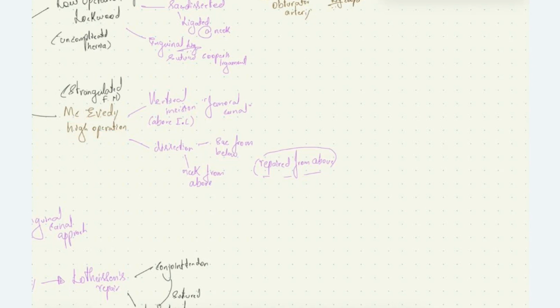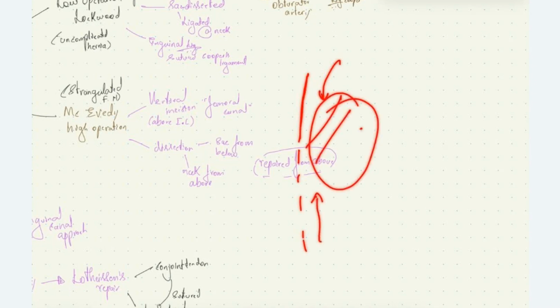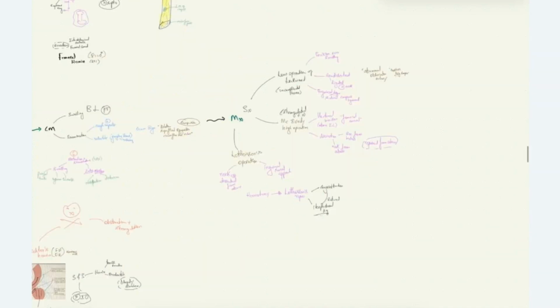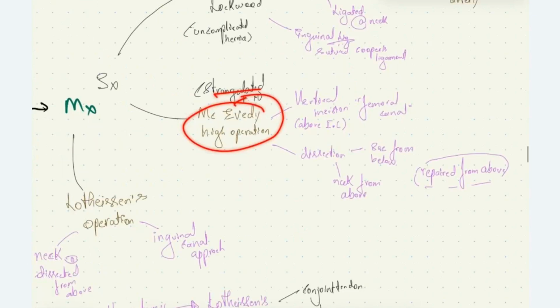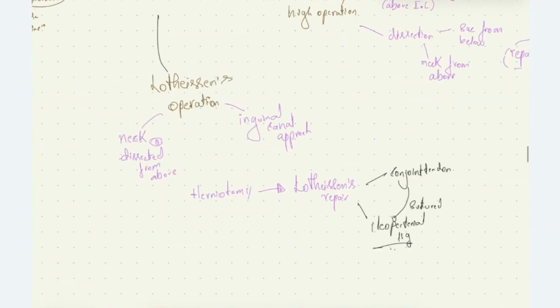In McEvedy's high operation, we saw a vertical incision is given. Following that, the dissection is done both from above and below, and then we dissect the hernial sac. Following that, we perform the repair from above using sutures. This is about McEvedy's high operation done in strangulated femoral hernia. Then we have Lothison's operation.